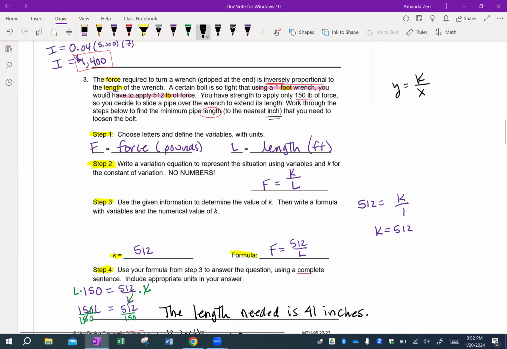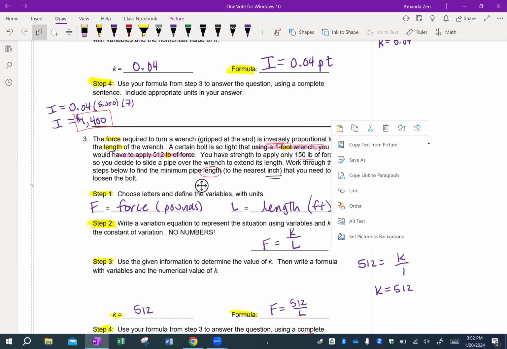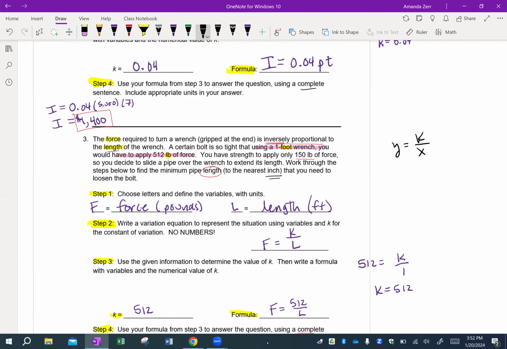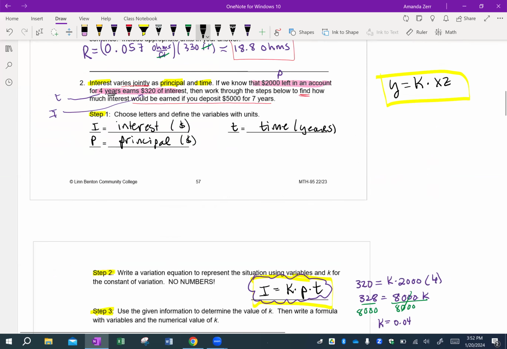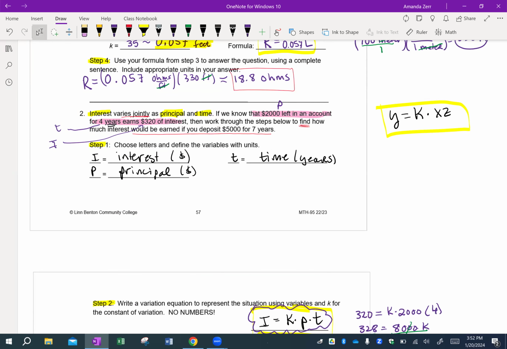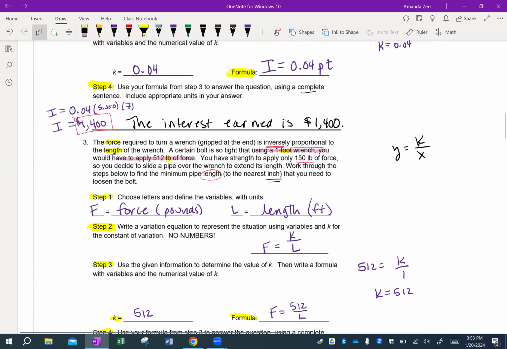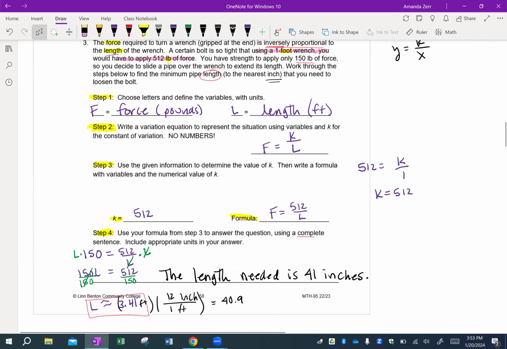Okay. Use a complete sentence. I'm not quite done. The interest earned is 1,400. And this one needed a complete sentence. The resistance is 18.8 ohms. Okay, so these ones take quite a bit of steps, and then on this one, the directions say write a complete sentence with units.